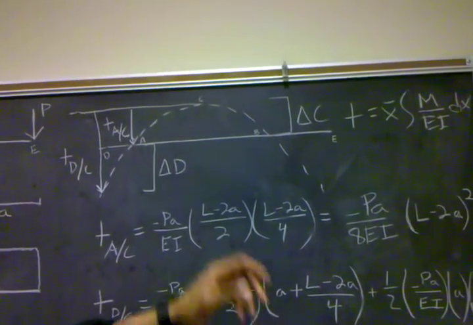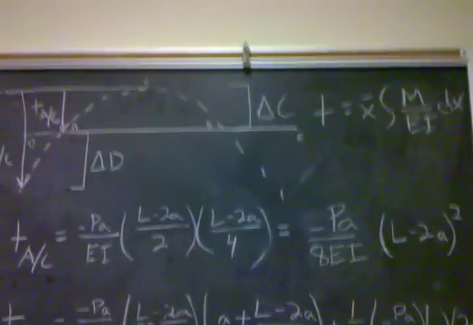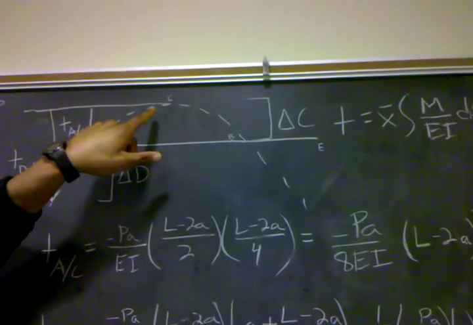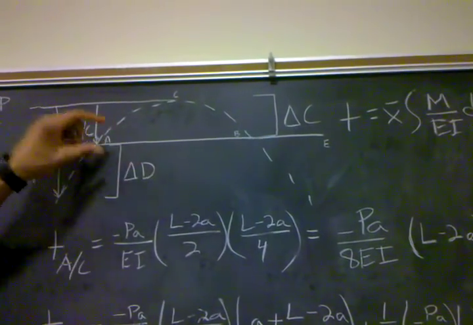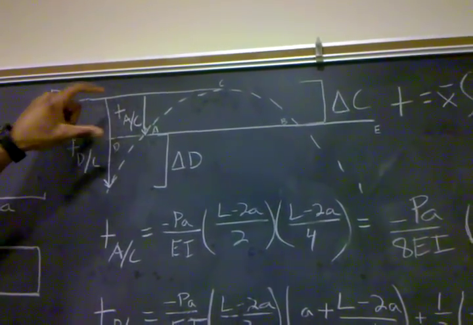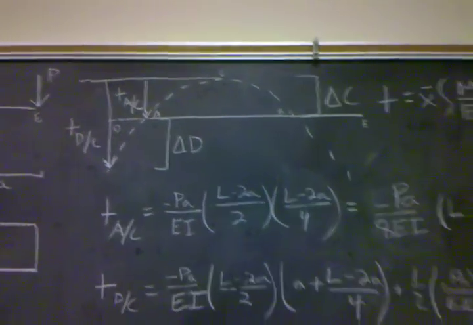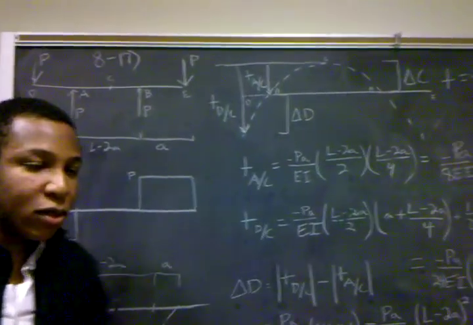All right, and from that, we use the moment area theorem. And then we know that the tangent at C is equal to 0. So we find the distance at A with respect to C and the distance at D with respect to C. And from there, Richie will take over to explain some more.